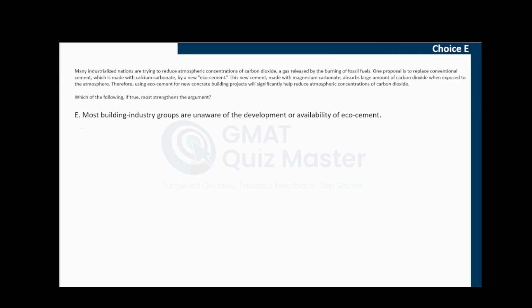Choice E. Most building industry groups are unaware of the development or availability of eco cement. Okay, so we are talking about most of the building industry groups. Now, building industry, because we are talking about building projects only. So we are saying that most, that is more than 50% of these groups are unaware of the development or availability of eco cement. So does that mean that use of eco cement instead of conventional cement will not help reduce carbon dioxide concentration? The answer is no.